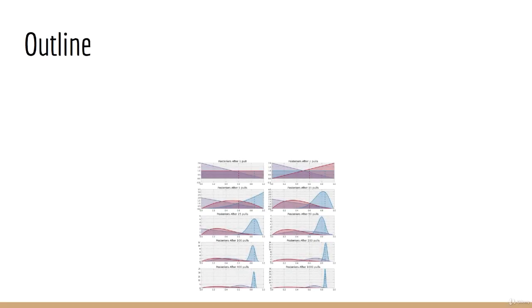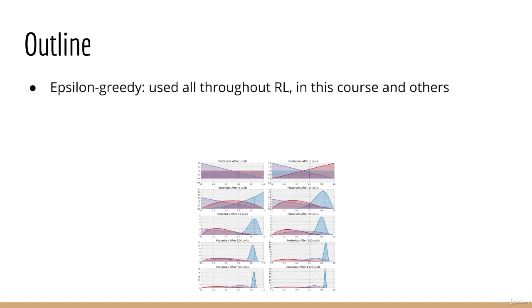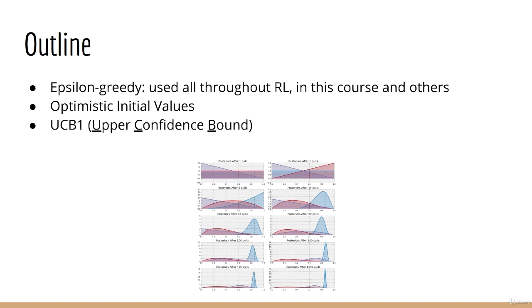Alright, so as I mentioned, the rest of this section is devoted to algorithms that will solve this problem. We'll be looking at 4 main algorithms. The first is called epsilon greedy, which is something we'll be using all throughout reinforcement learning, in this course and others. The second is called the optimistic initial values method. The third is called UCB1. UCB stands for upper confidence bound. And finally, the fourth is called Thompson sampling, which makes use of Bayesian statistics. Sometimes people will call this the Bayesian bandit method.